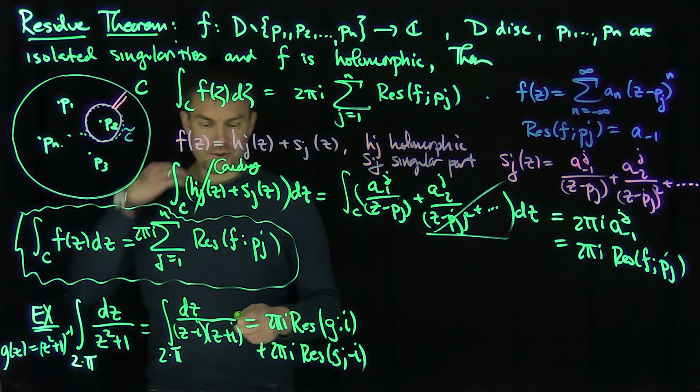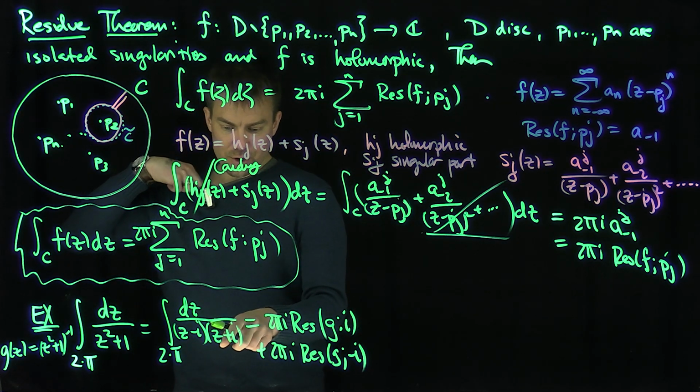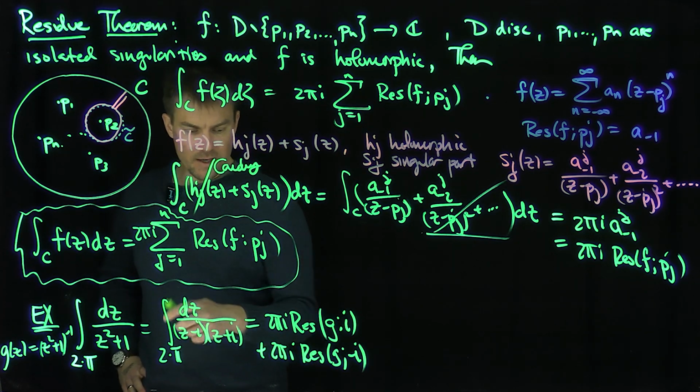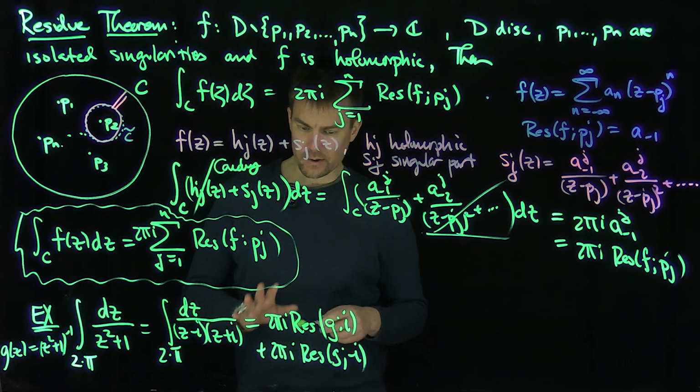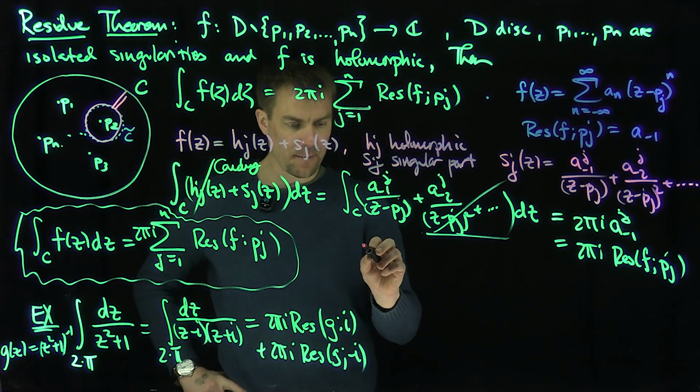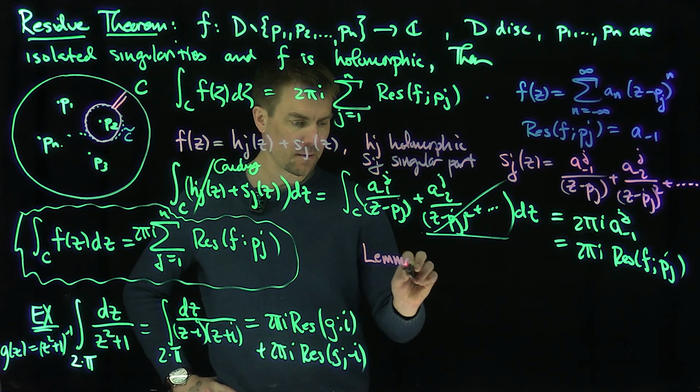Of course, you can see that the residue at i is going to be just 1 over 2i. The residue at negative i over here is going to be negative 1 over 2i, right? So how did I do it so quickly? Let's do a little lemma that helps me prove this. So here's the first lemma that's very useful for us.